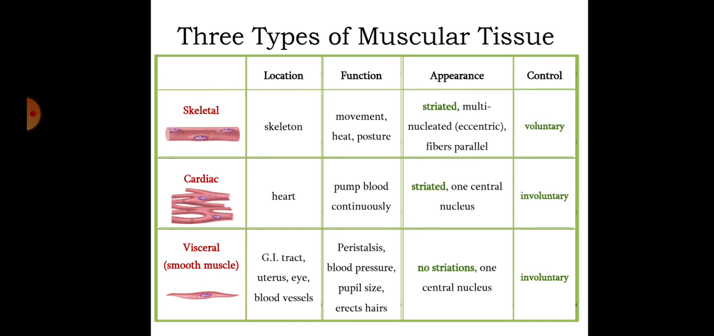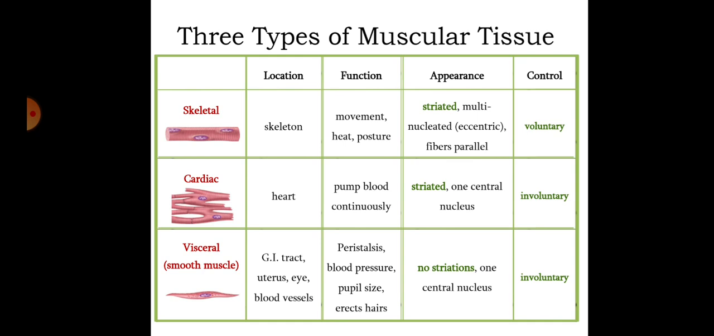Second type of muscles are the cardiac muscles, which are exclusively in the heart. The main function of these cardiac muscles is to pump blood continuously without stopping. They are striated and each muscle cell has one central nucleus. These are involuntary in function.